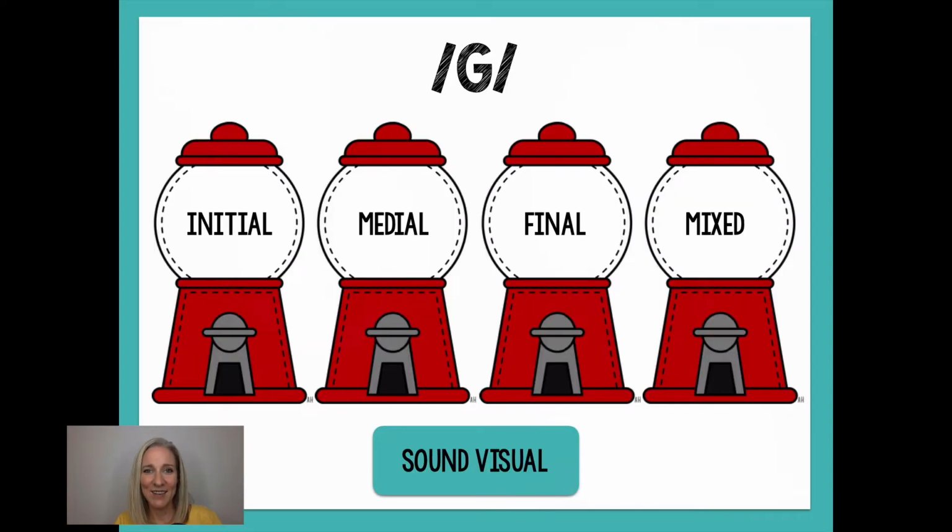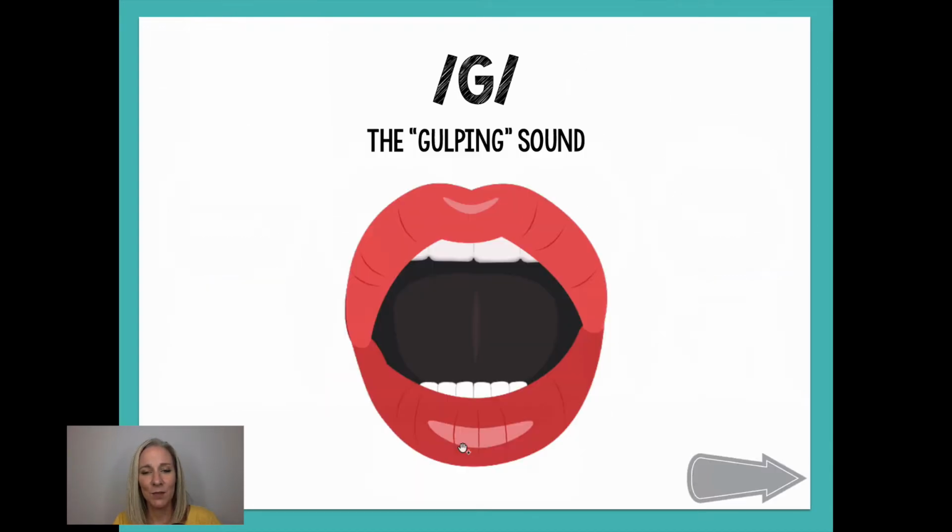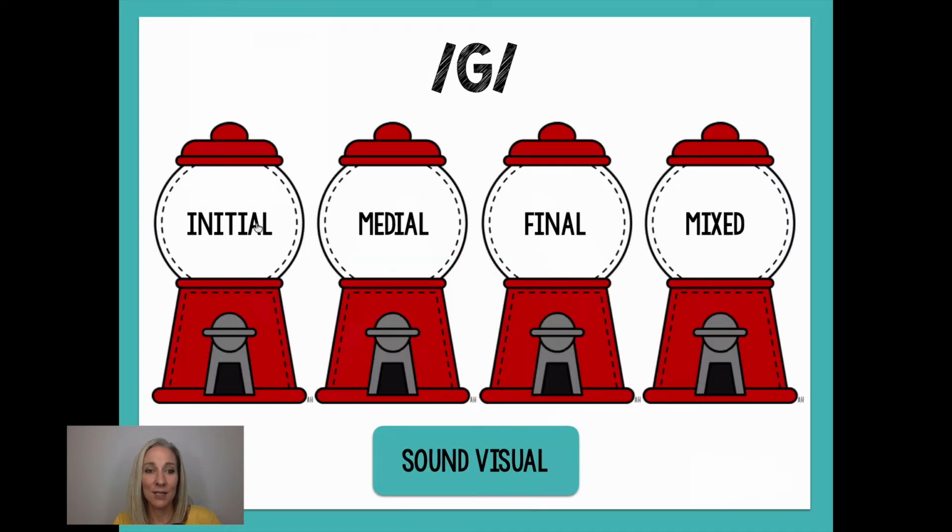All right, so the next resource that I really love is my Gumball Articulation series. And this is for the G sound. And this is the home screen here. We've got initial, medial, final, and mixed. And then we also have a sound visual, which I will show you here. And then let's do initial.